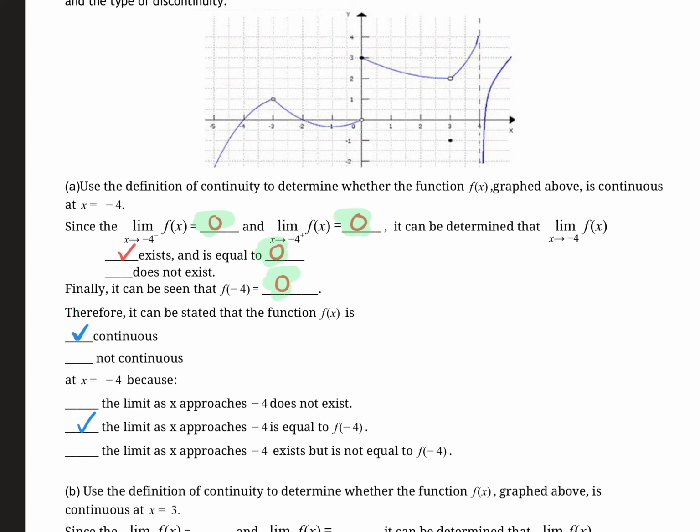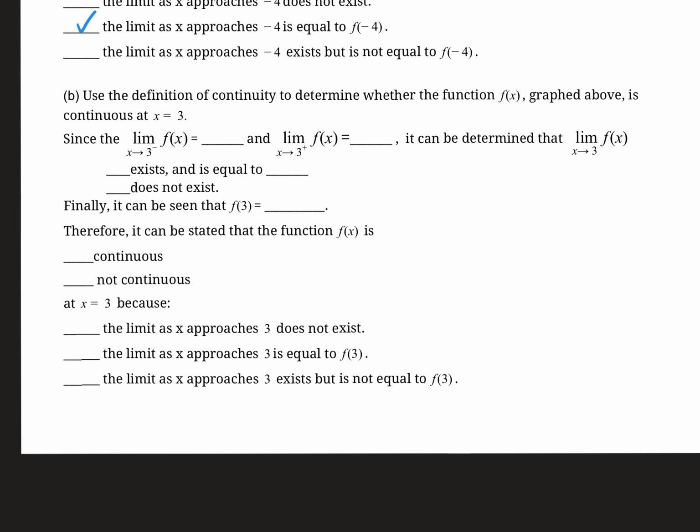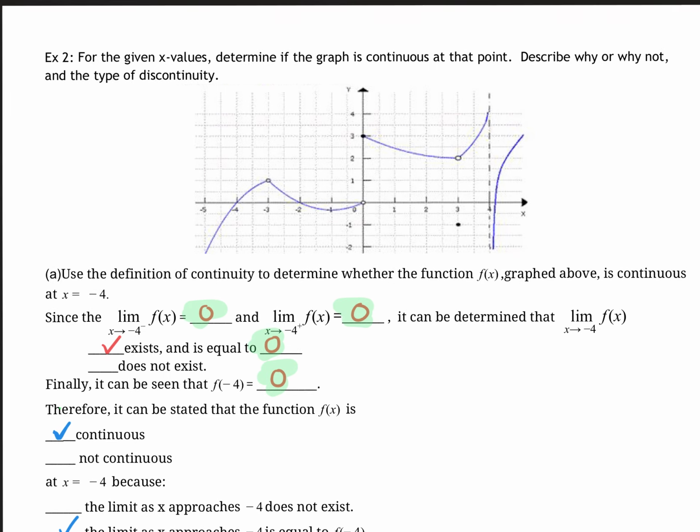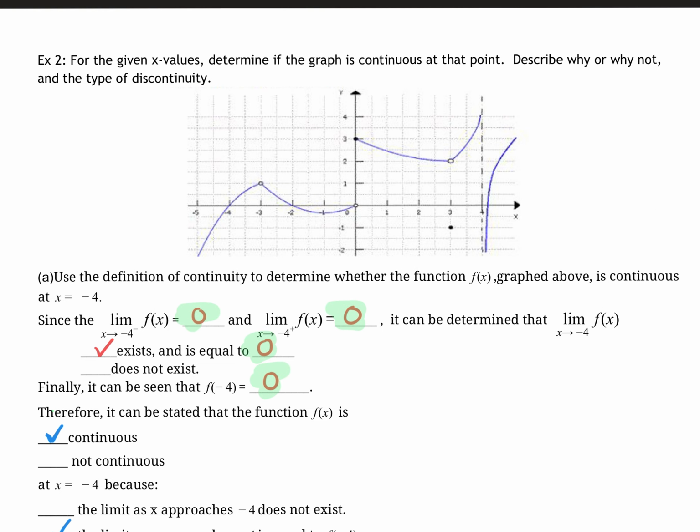Okay, let's try the second one. So I'll just have to scroll up and down here. So this time we're looking at when x is equal to 3. We want to test our continuity here. So the first thing I need to look at is what is the limit as x approaches 3 from the left and the limit as x approaches 3 from the right. So let's go back up to our graph here and look at the limit as x approaches 3 from the left and the limit as x approaches 3 from the right.